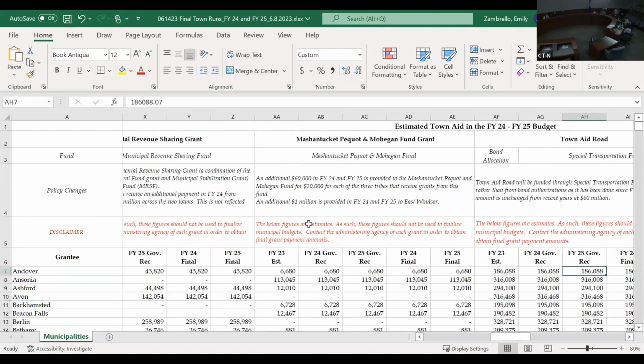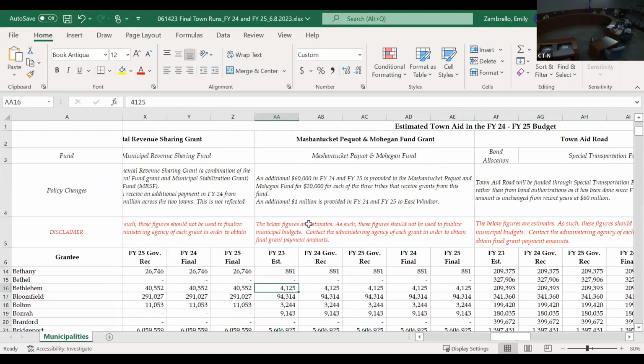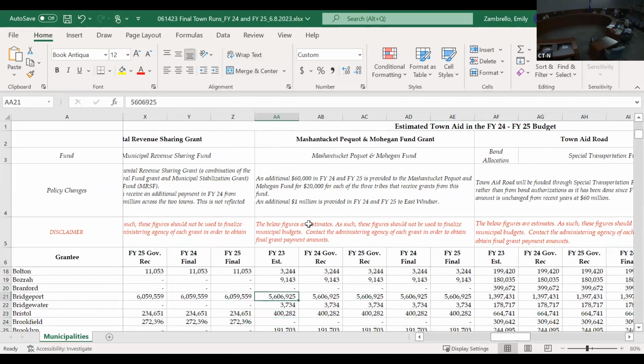So here's an example of towns that get Mashantucket, Pequot, and Mohegan funds. Okay. So you can see the variety of amounts. Okay. So like Avon gets nothing. Bethany gets $881. Bethlehem gets 94, but then Bridgeport gets 5.6 million, right? So it's a big, big difference.